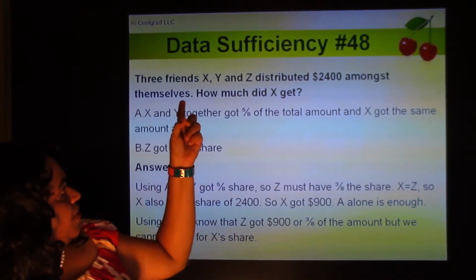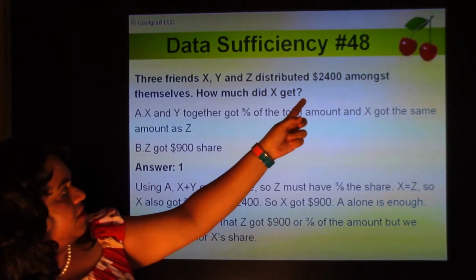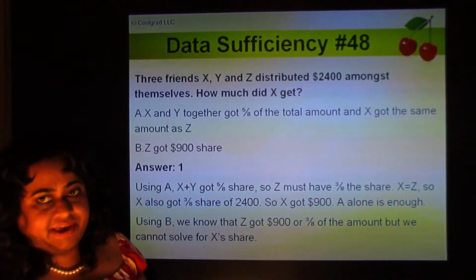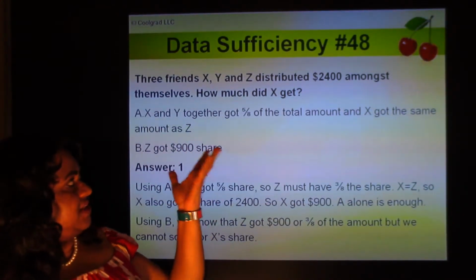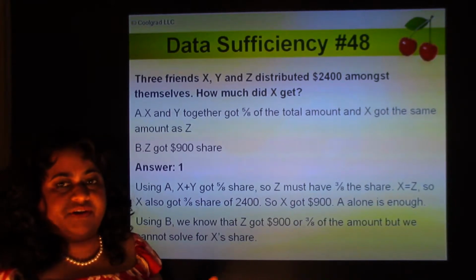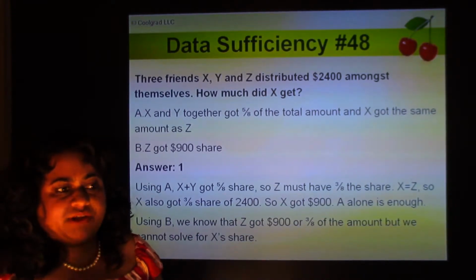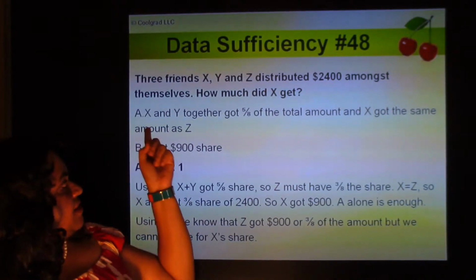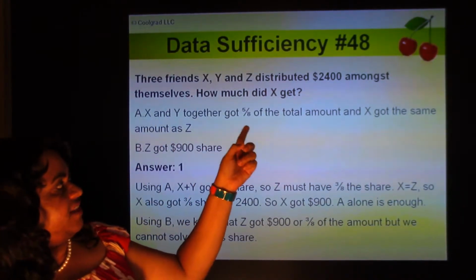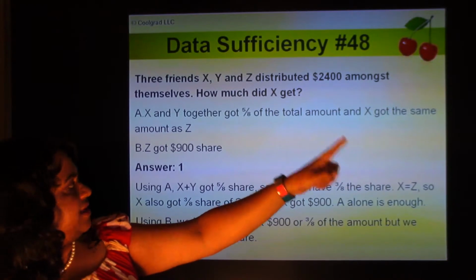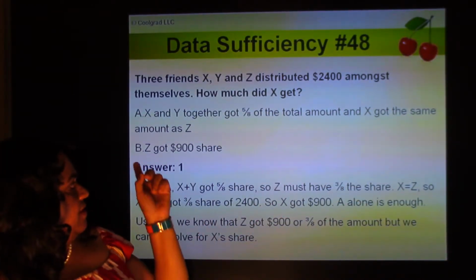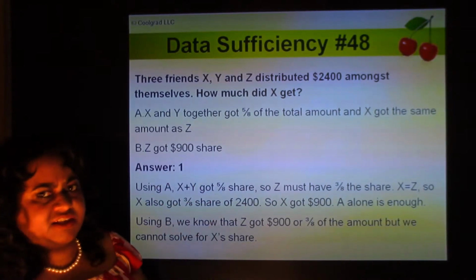Question 48. Three friends X, Y, and Z distributed $2,400 among themselves. How much did X get? These are classic problems: there's an amount divided between 3 or 4 friends, and you have to calculate how much each one gets. Statement A: X and Y together get 5/8 of the total amount, and X got the same amount as Z. Statement B: Z got $900 as his share.